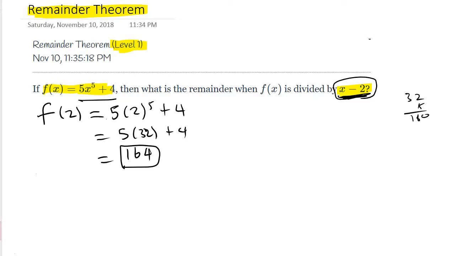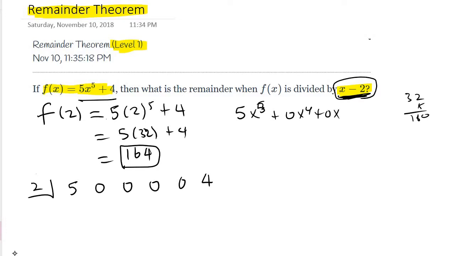This is the long way, synthetic division. So put 2 over here, and then you do 5, 0, 0, 0, 0, and then 4. If you are wondering why I put 0, this is because this polynomial has missing terms. So it will be 5x to the 5th plus 0x to the 4th plus 0x to the 3rd plus 0x to the 2nd plus 0x, and then finally plus 4. So that's where I have 4 zeros.